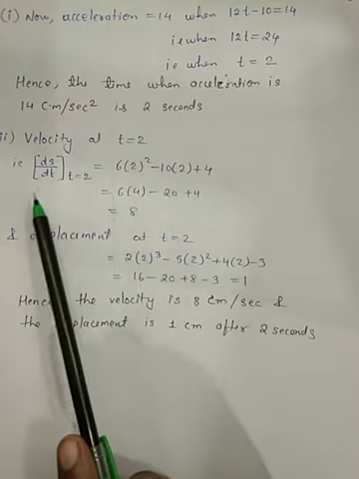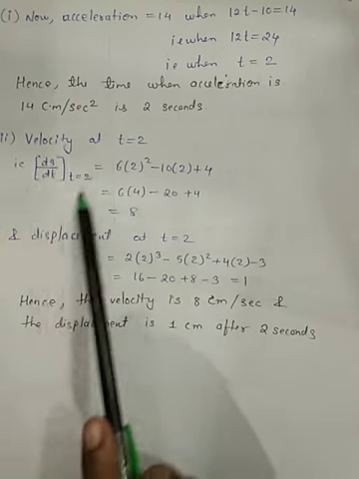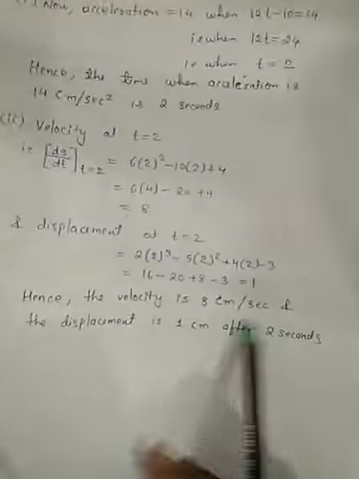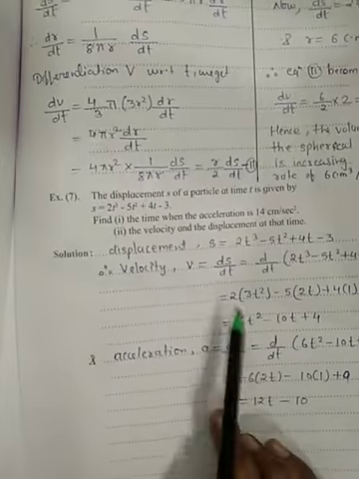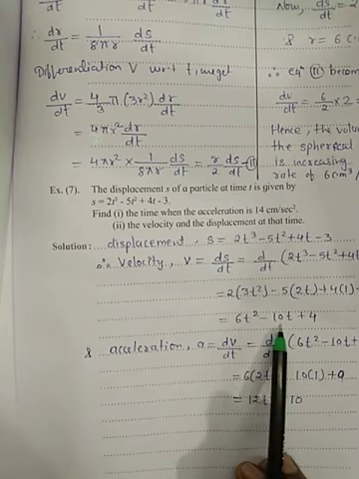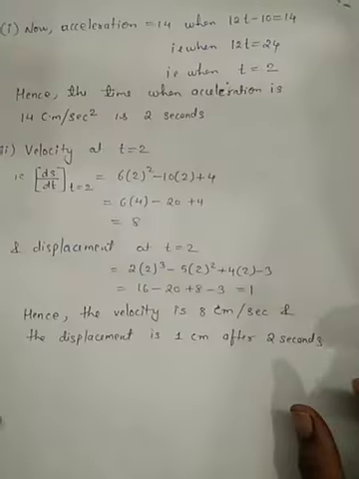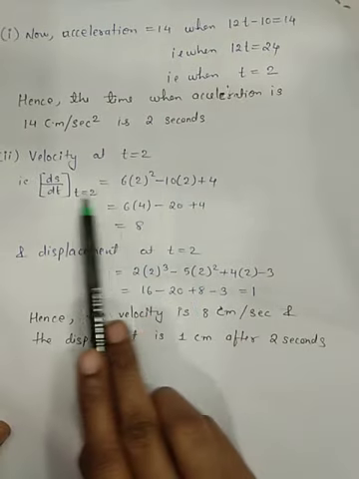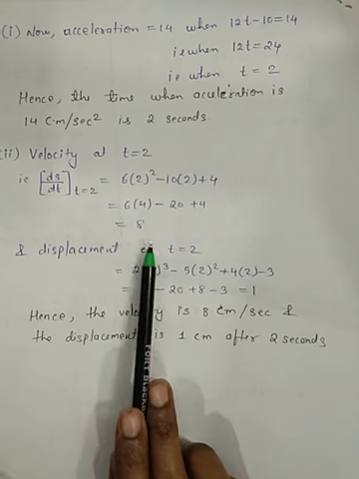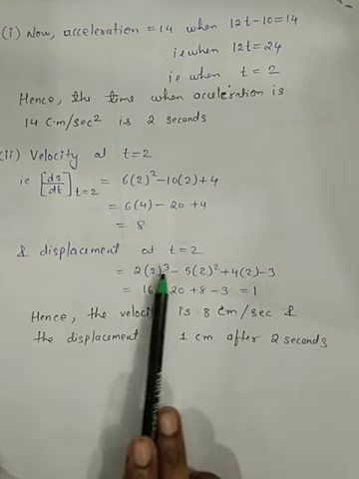When t equals 2, what is velocity? We have already found velocity. See here, ds by dt. Now we will put t equal to 2 over here. Substituting t equals 2, the answer is 8. Then we will find displacement.